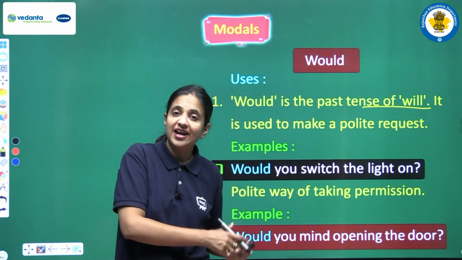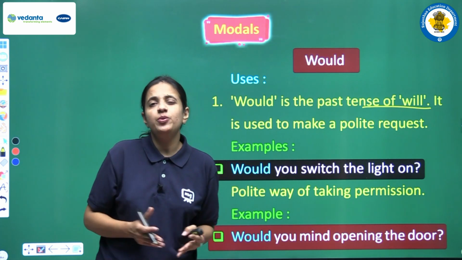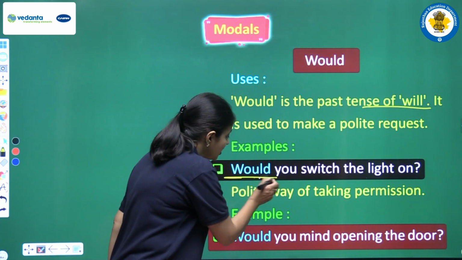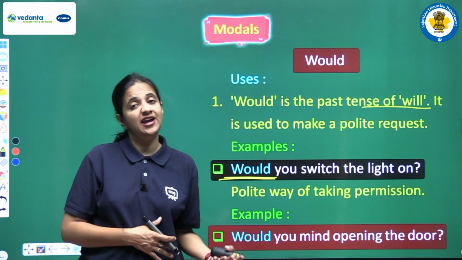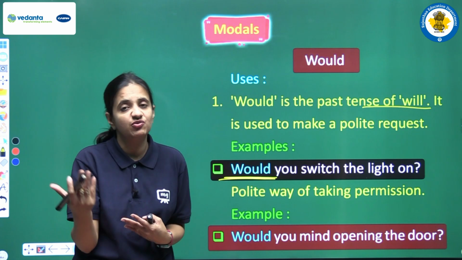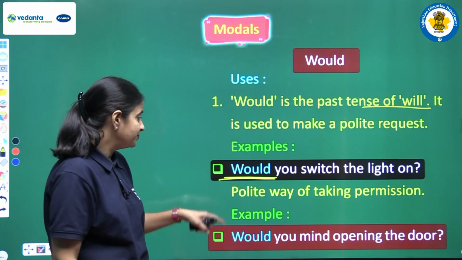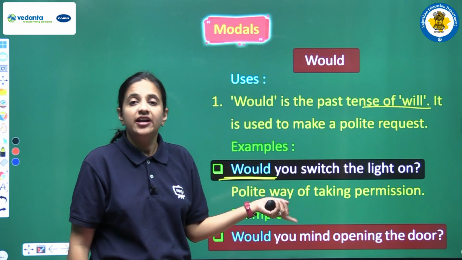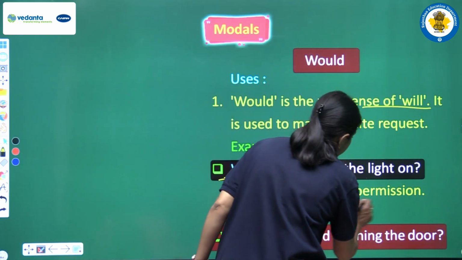But in that manner, we just want to be very polite, we just want to be very humble. So this is the reason we are using this word would, and we are saying that would you please switch on the light. Clear? Polite way of taking permission, and this modal would is also used to take permission.